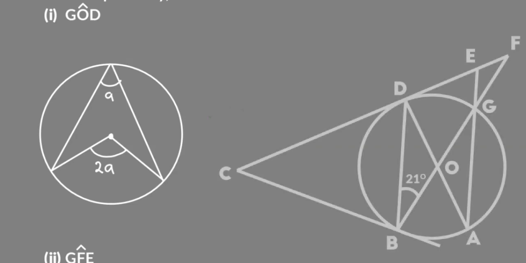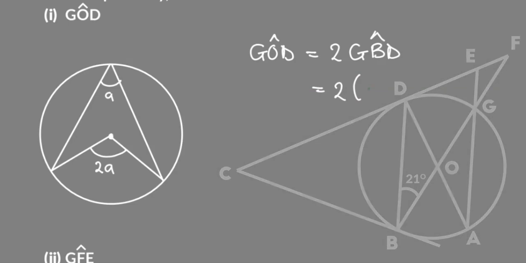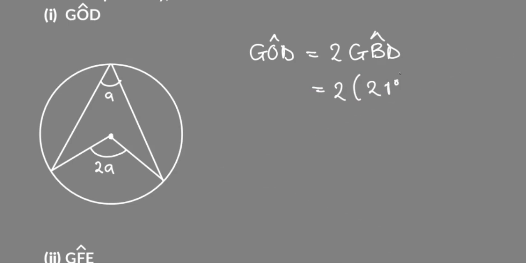So the angle GOD is equal to twice the angle GBD. Therefore, GOD is twice 21 degrees. And therefore, GOD is going to be equal to 42 degrees.